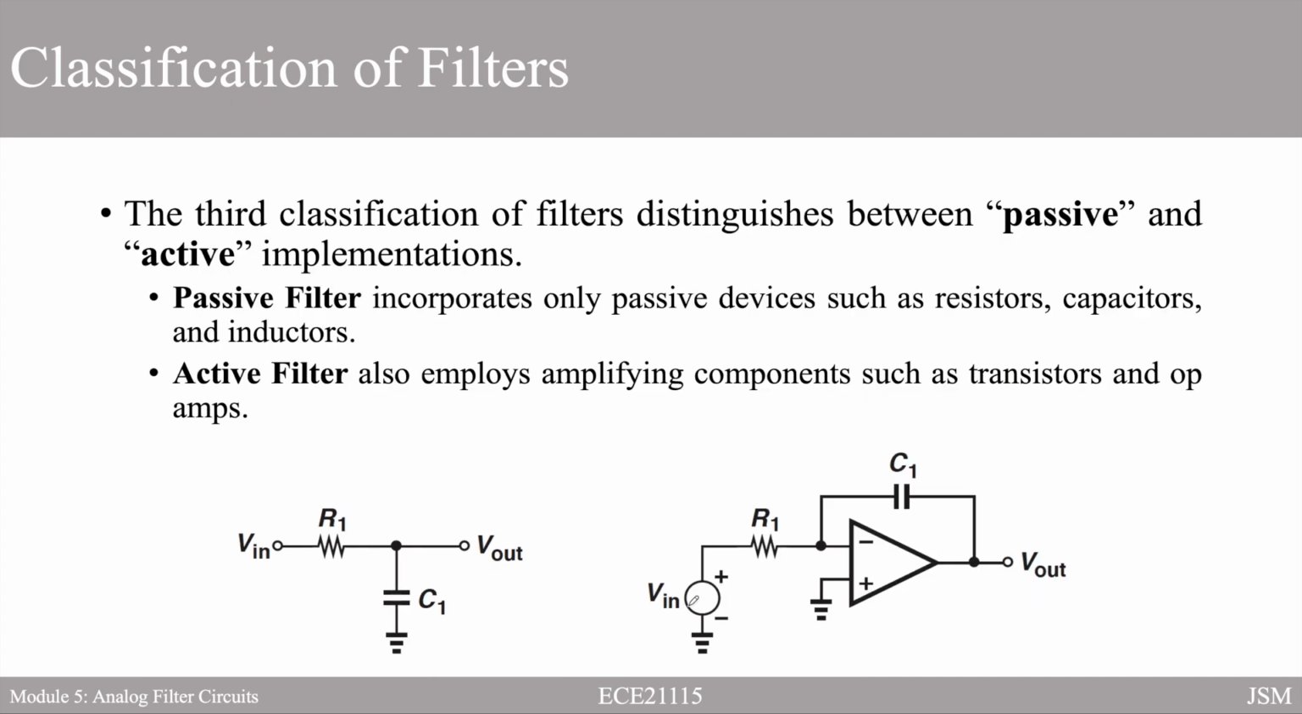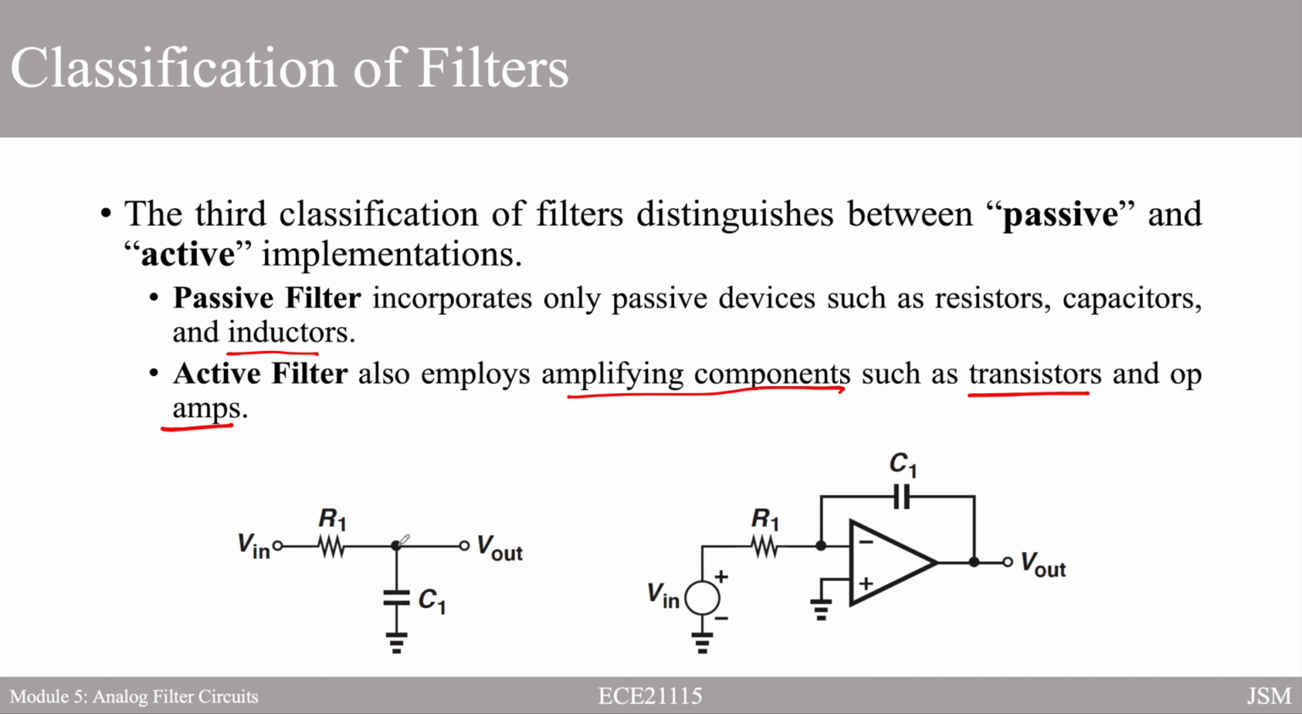And yung third classification naman is between passive and active implementations. For passive filters, it only use passive devices such as resistors, capacitors, and inductors. While active filters use amplifying components such as transistors and op-amps. So as we can observe here, the main difference between a passive and active implementation. So for passive filter, meron lang tayong R, C. Kaya in other cases, we have some inductors. And for active filters, mapapansin nyo, lagi tayong merong op-amp dyan. So usually, it provides amplification po.